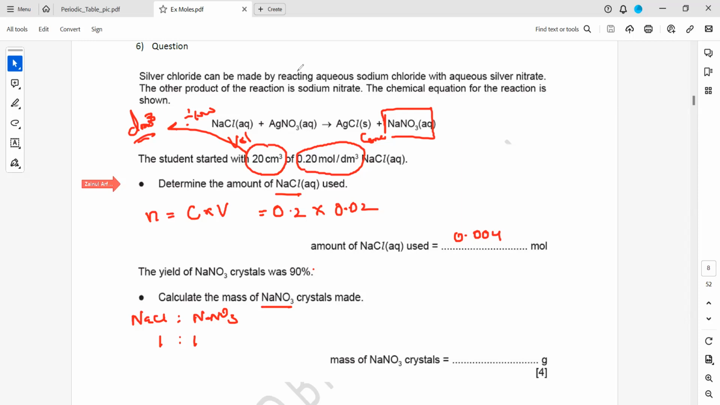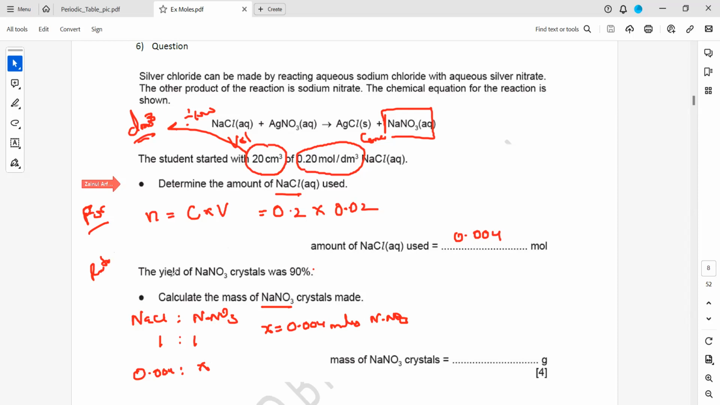And the first part we solved by using a formula. Now the second part, we first started with a ratio. So 1:1 is the ratio. If we have 0.004 moles of sodium chloride, then X moles of sodium nitrate. How many moles of sodium nitrate will there be? 0.004 moles of sodium nitrate.